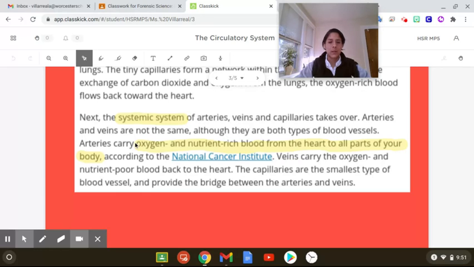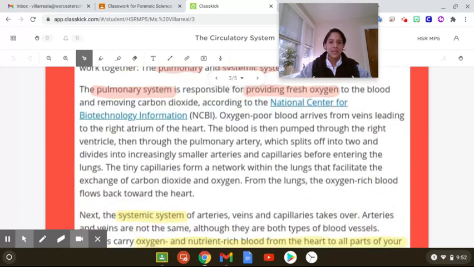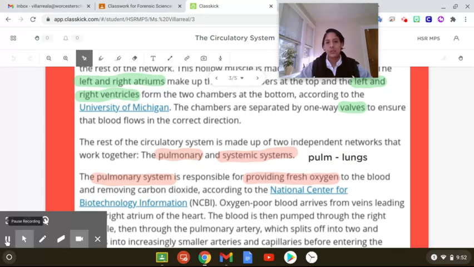Arteries and veins are not the same, although they are both types of blood vessels. Arteries carry oxygen and nutrient-rich blood from the heart to all parts of your body. Okay, so that's the information you're going to need to answer the questions on slides 4 and 5.